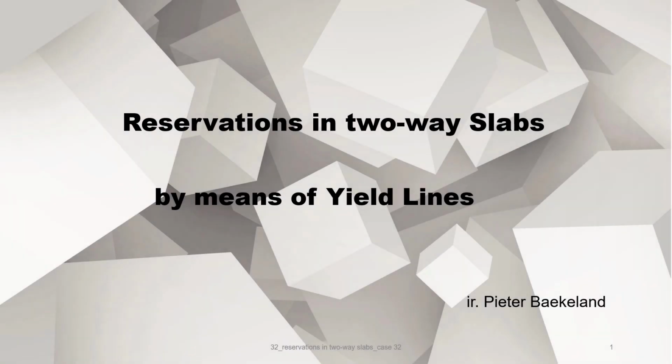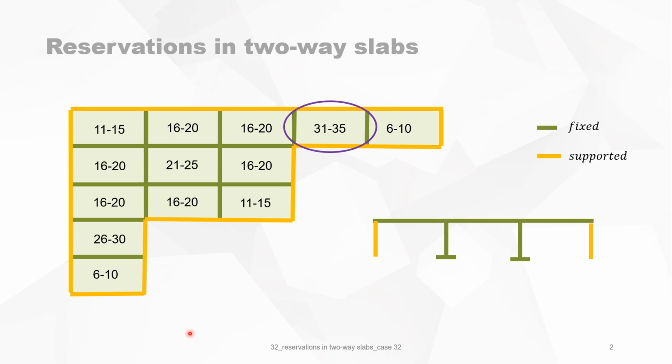Reservations in two-way slabs by means of yield lines. We will now deal with cases 31 to 35. It's about a slab which is simply supported on two opposite sides and fixed supported on the two opposite shortest sides.